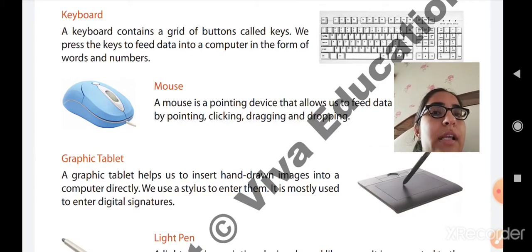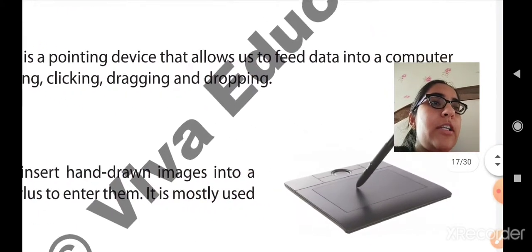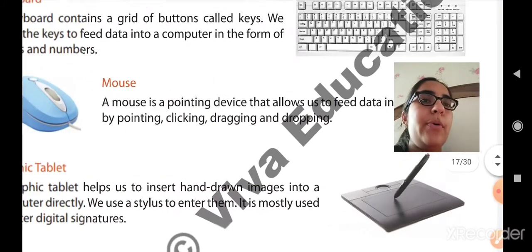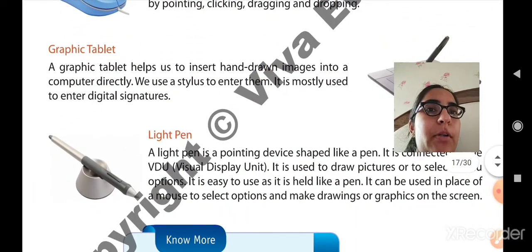It is mostly used to enter digital signatures. Here if you want a digitalized signature of yours, it means you are signing on the paper and now you want it as a soft copy in a computer, then this device will help you to convert it into the graphic format or the computerized format.